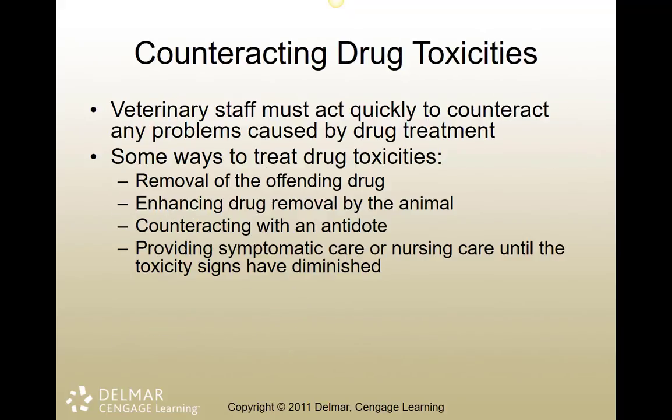Counteracting drug toxicities, you have to be able to recognize these fairly quickly and act on them fairly quickly. If it was given orally, the quickest thing you can do is make them vomit. Giving them something like apomorphine conjunctivally will actually make them vomit. We put a little bit on their eye, and it makes them start to vomit. When they're done vomiting, we just rinse it out and the vomiting stops. We can give them hydrogen peroxide, and that will make them vomit, and we try to get it up.